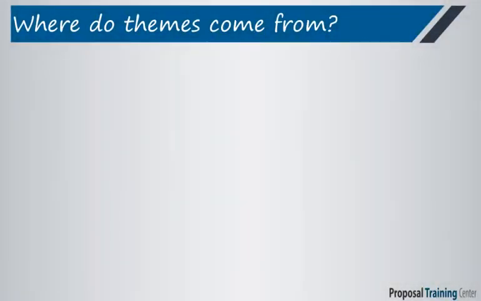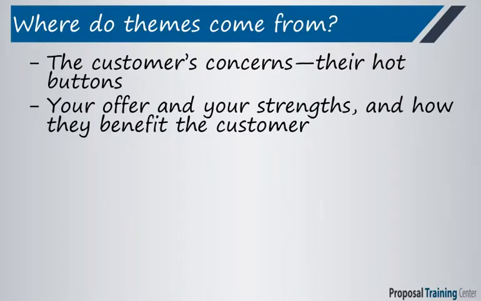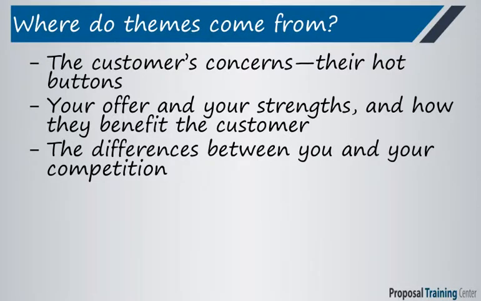Okay, now let's talk about where themes come from. Themes come from a number of sources. The first is your understanding of your customer's concerns or their hot buttons. If you have spent time with your customer before the RFP dropped, which you should have, you will have a sense of what these are. Themes also derive from your offer and your strengths and how they benefit the customer. You need to consider how to convert your strengths into benefits that are directly related to addressing the customer's hot buttons. Themes should also draw a distinction between you and your competition.